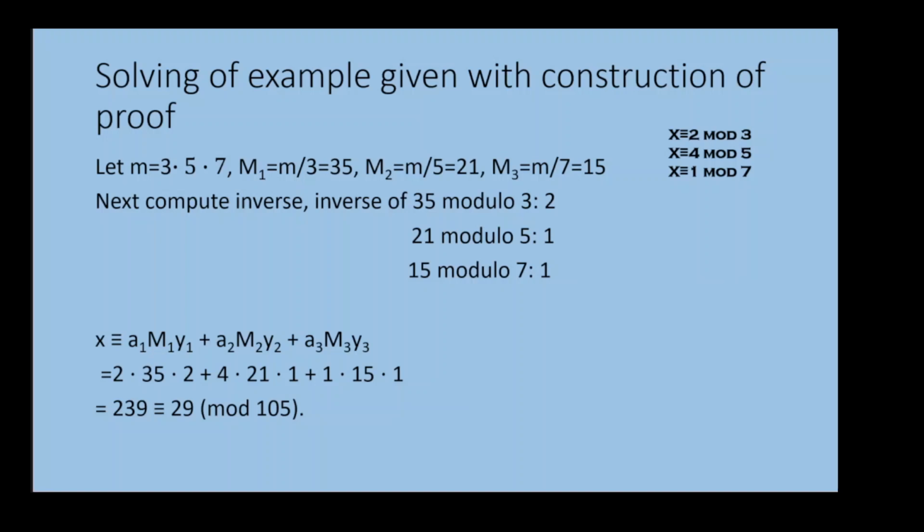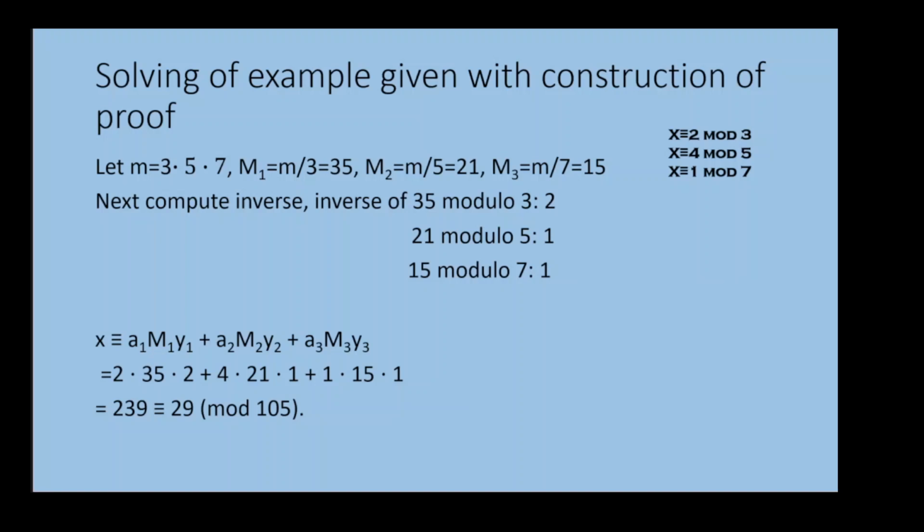First, we calculate m and M_k as stated in the theorem. In the theorem, we know that m is equal to the product of 3, 5 and 7, and M_1 is m over 3, which is 35, M_2 is m over 5, which is 21, and M_3 is m over 7, which is 15. Next, we compute the inverses. With some computation, we can find that the inverse of 35 modulo 3 is 2, of 21 modulo 5 is 1, and of 15 modulo 7 is 1.